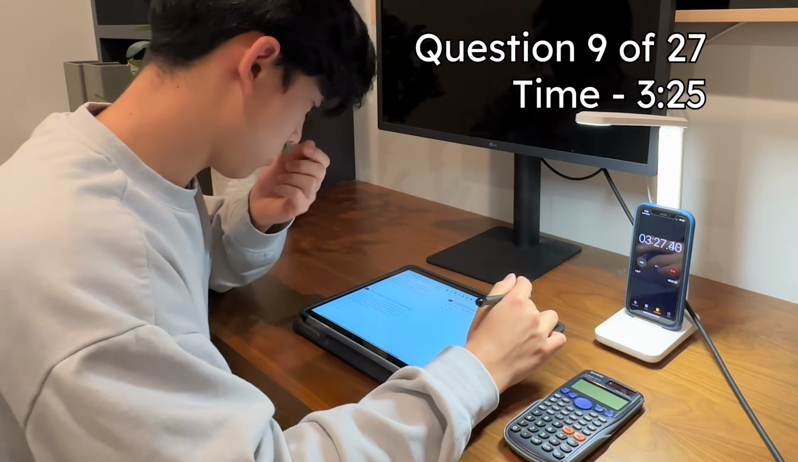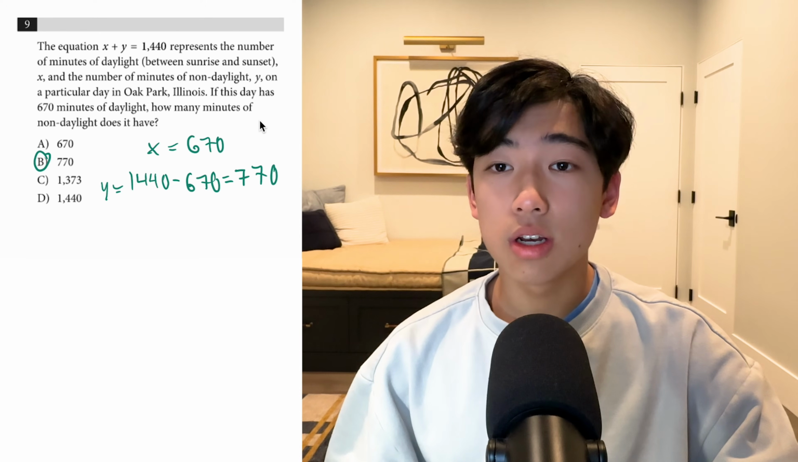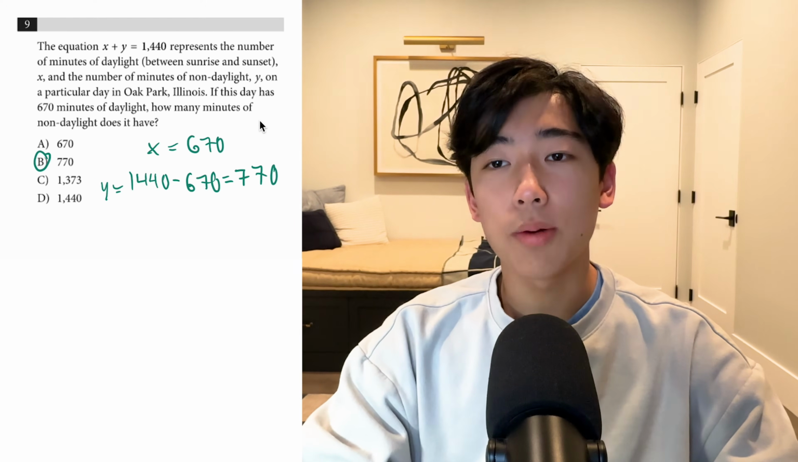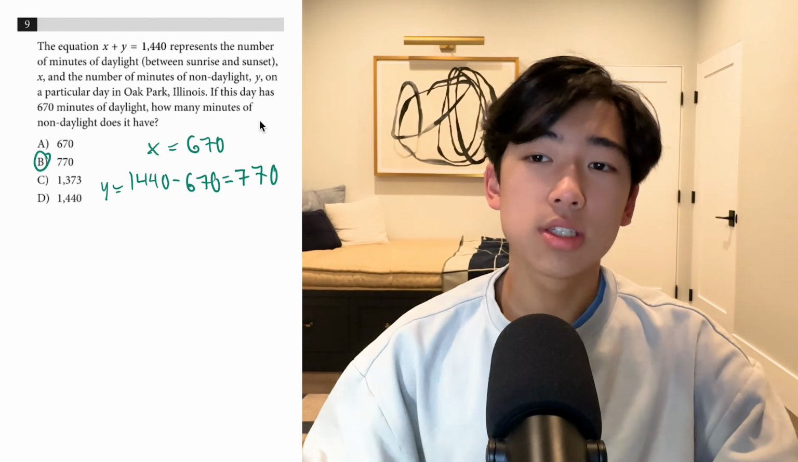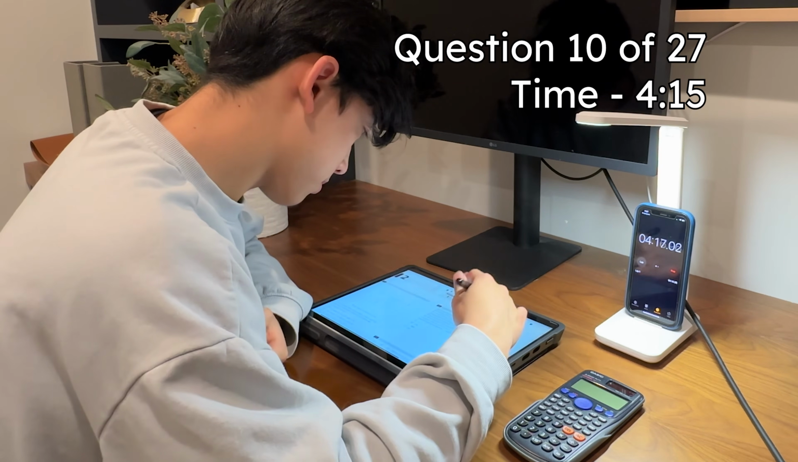On to number 9. It's asking for the number of non-daylight minutes there are if we're given the number of daylight minutes. So it's just quick subtraction, 770. Now number 10.